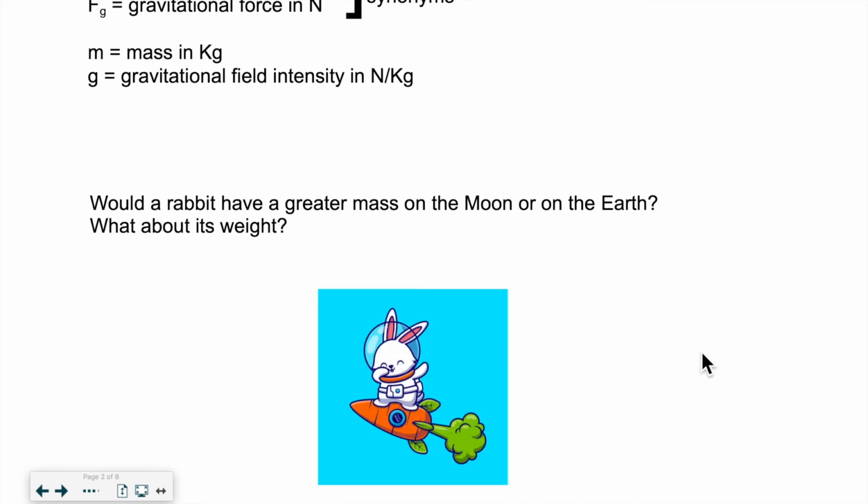Okay? So that's the difference between essentially mass and weight. Mass is the amount of matter inside an object. It never varies. As opposed to the weight, well, the weight will be based on the gravitational pull of the planet on which that object is.